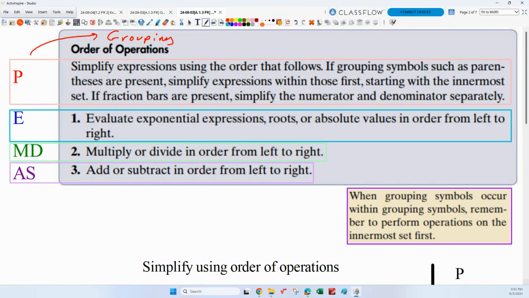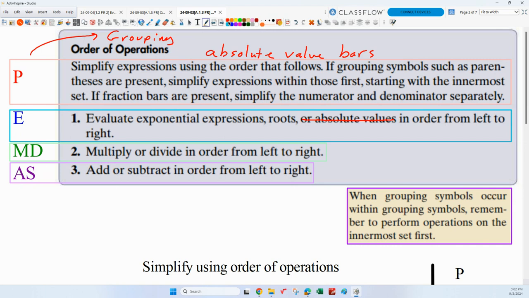Simplify expressions within grouping symbols starting with the innermost set and working our way out. Fraction bars, always, if I have fraction bars, everything in the numerator, there are implied parentheses, all that stuff is grouped, right? Same thing in the denominator. One other thing here, they put absolute values in the wrong place. Absolute value bars should go up here, shouldn't they? Absolute value bars go under P. Anything that groups goes under P.